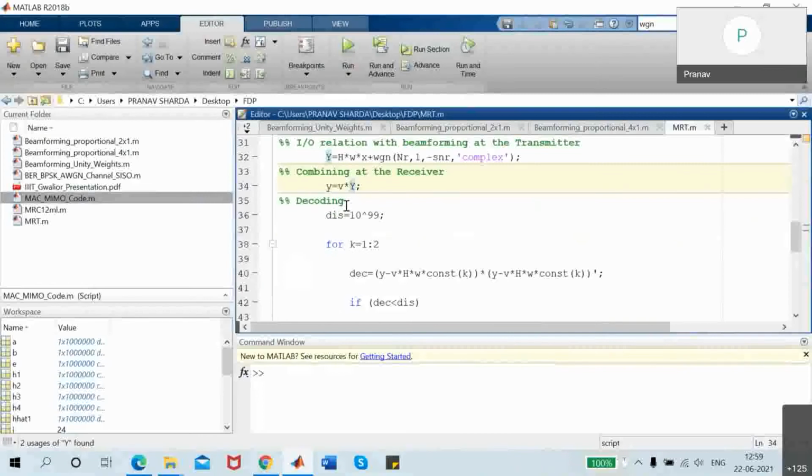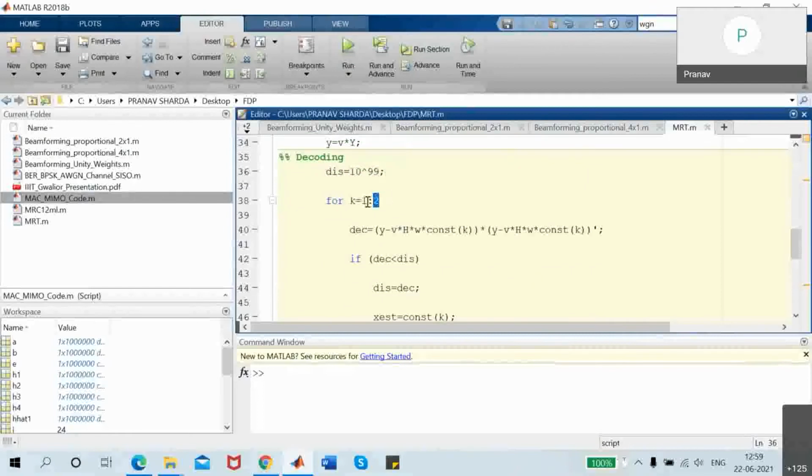Fine. And then, performing the decoding at the receiver side, we define some decision variable for the decoding purpose. We will compare it. So we have two symbols, 1 or -1, and we are running a for loop for two iterations, let's say for k equal to 1 to 2, right? So we are taking a for loop for the decoding of the two symbols.